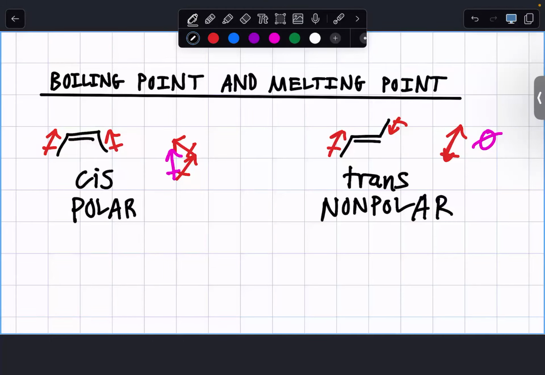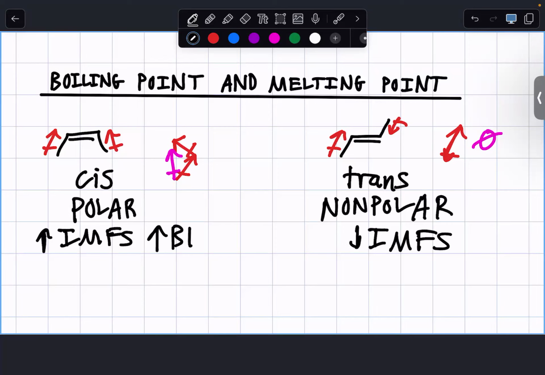So based on that, which one of these do you guys think is going to have more intermolecular forces, more IMFs? Yeah, the cis. And if that has more intermolecular forces, would that have a higher or lower boiling point? The cis. Higher boiling point, that's right, because it requires more energy to break those forces and boil them. Okay, so that's the boiling point factor, which is different than melting point, because melting point doesn't look at the net dipole moments, it looks at something else.